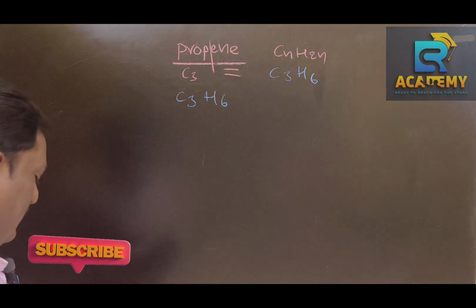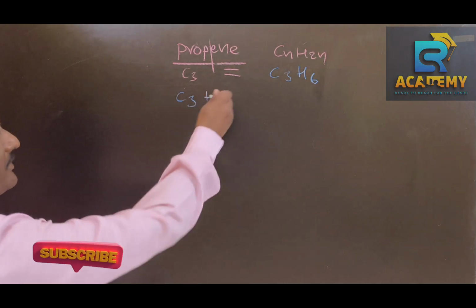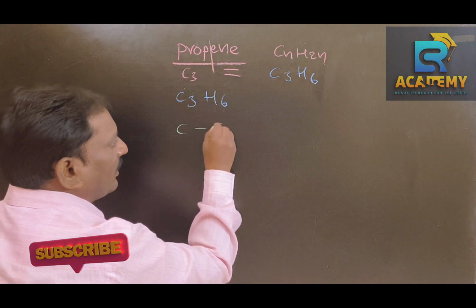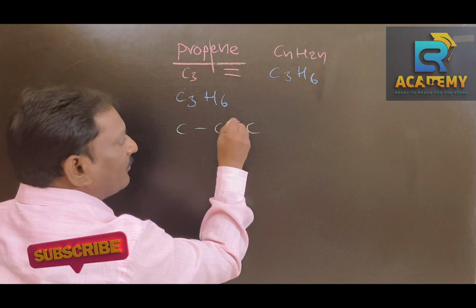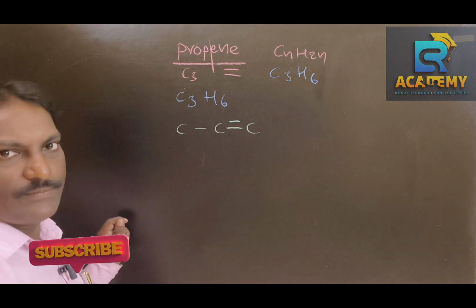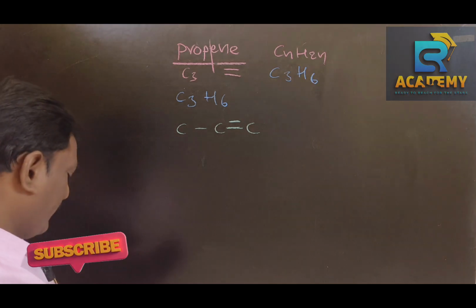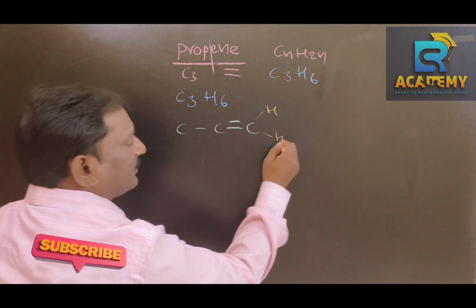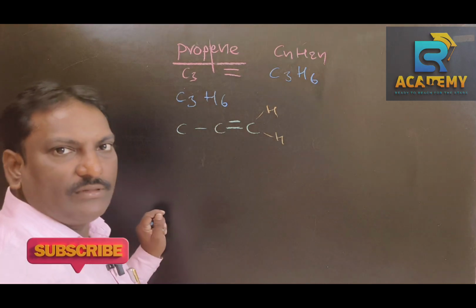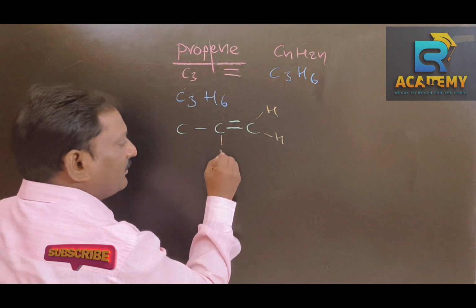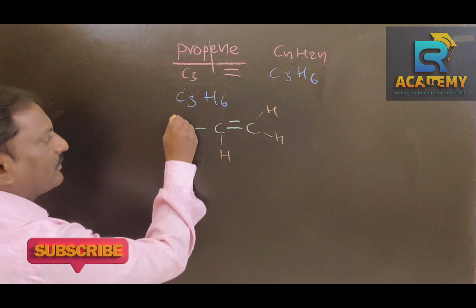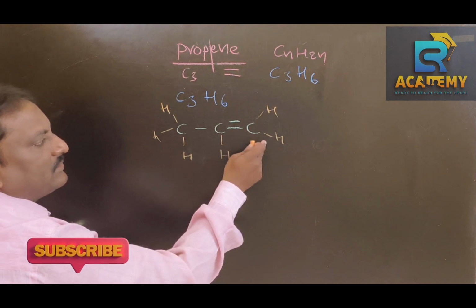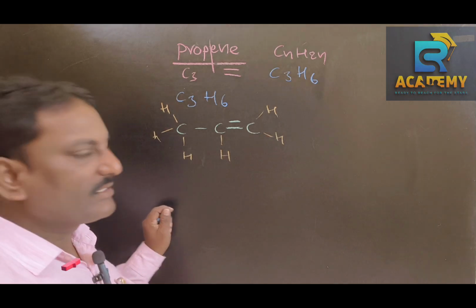Detailed structure. At least one double bond between any two carbon atoms. 3 carbon atoms are there: 1, 2, 3. One double bond between any two carbon atoms. The remaining valence must be filled by hydrogens. 2 hydrogens. This carbon atom has already given 3 bonds, remaining 1 bond with hydrogen. 3 hydrogens. C3H6. This is the detailed structure.